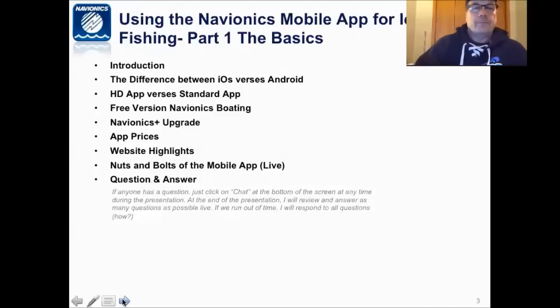So this is what we're going to go over a little bit. There are two different versions, an iOS version, which is Apple, and an Android version, and we're going to compare the two. There's a few differences. Another thing we're going to talk about is the HD app versus the standard app, a common question. There's a free version of the Navionics boating app, and then there's the Navionics Plus upgrade, and I'll give you a little bit of an idea what the prices are. We're going to go over the website a little bit too. There's some good stuff on the website to look for, some website highlights, some good question and answer stuff right there. I'll show you.